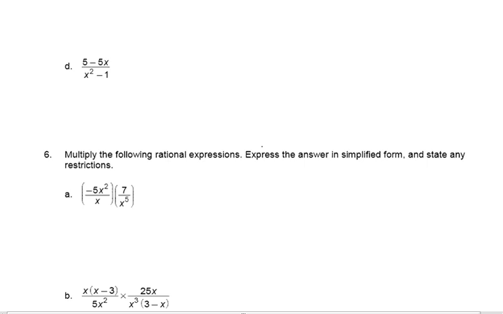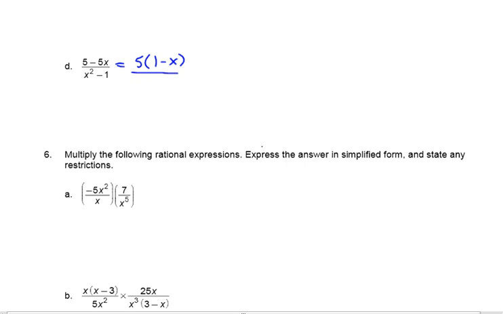So 5 minus 5x, what can we pull out? A 5. 5 divided by 5, what's left over? 1 minus x. So whenever we factor something out, you still have a 1 left over, right? Anything divided by itself is 1. Okay, what's on the bottom?